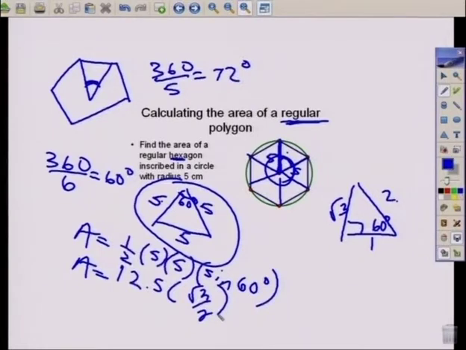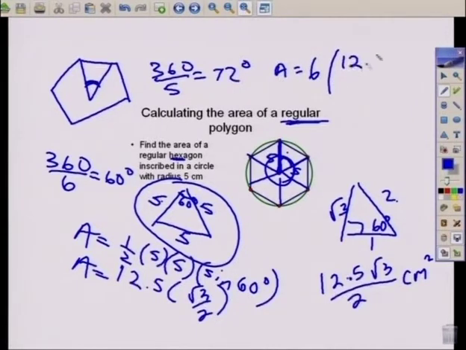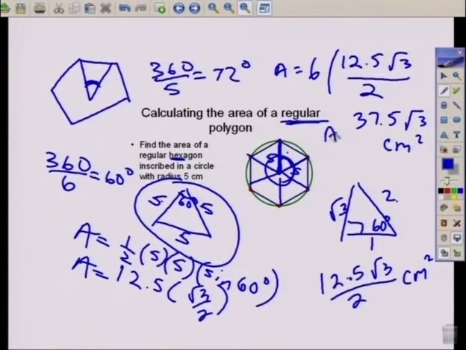So we know the area of one of these is 12.5 times the square root of 3 over 2 centimeters squared. And that's a decimal point, not a multiplication. The area of the entire hexagon here would be 6 times 12.5 times the root 3 over 2, which is 37.5 times the square root of 3, and our units there would be centimeters squared.